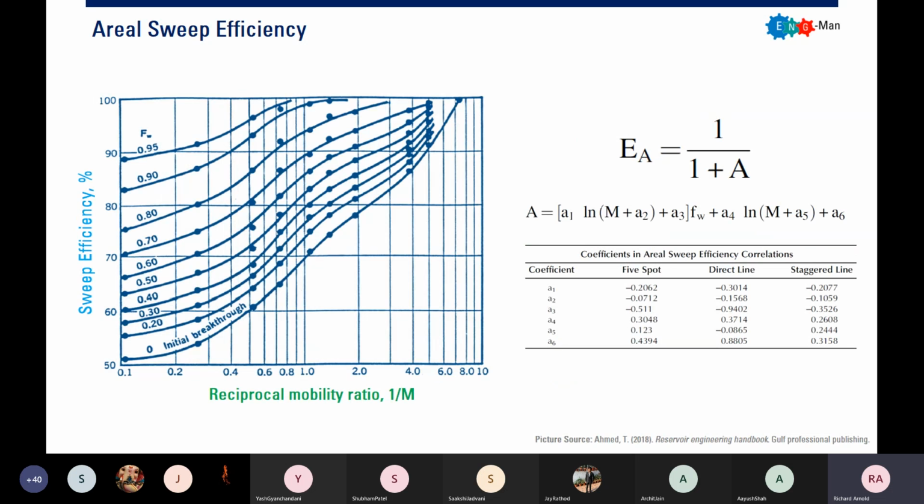And it is also provided this correlation. Okay, so if you have the reciprocal mobility ratio 1 by M, and if you also know your water cut, you can actually calculate or estimate your sweep efficiency using this plot or using this formula. Okay, it's quite easy and quite straightforward, provided that you know your pattern, either 5-spot, direct line, or staggered line drive. Okay, so this is all about areal sweep efficiency. Numerically, it is quite easy to estimate.